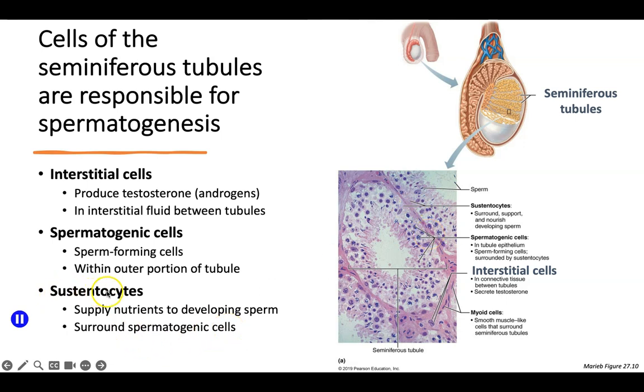So sustentocytes, you can think of it like sustaining. They are supplying nutrients to those developing sperm. So these three cell types are all contributing to sperm formation, but I'll point out again, spermatogenic cells are the ones that will actually become the sperm.